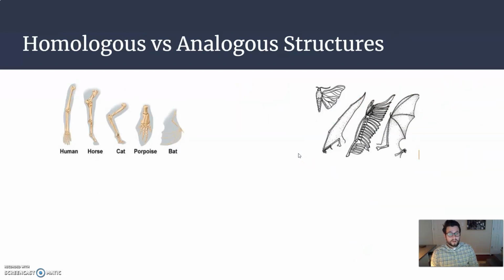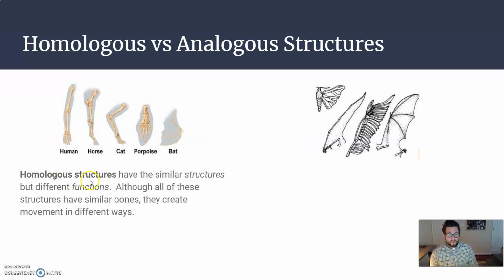But not all traits are going to be evidence. There's different types of structures. So we have different forelimbs here of all these different organisms. These are called homologous structures. They have very similar structures in the way the bones are arranged, but they have very different functions. They do different stuff. Humans' hands are not for walking, they're for grasping stuff.